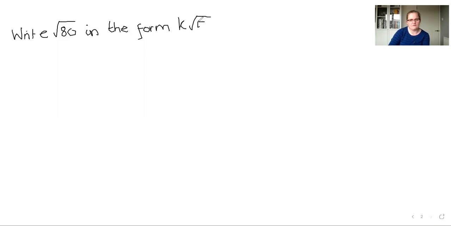This one, again, we're just simplifying, and we are going to write root 80 in the form k root 5. So again, we've got this k in there. We've got this root 5, which is going to be a clue. And the same rules apply, where k is an integer.